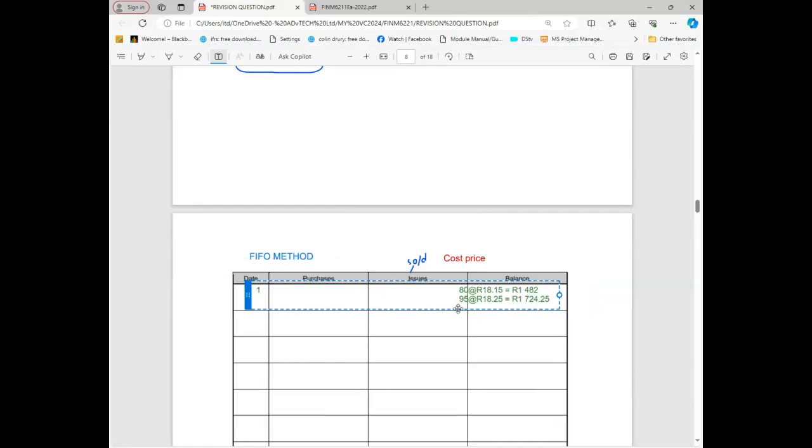Let me just put it like this. So the table will still be the same. It's just that now I'm using FIFO, okay? Okay, sir. So you can start.